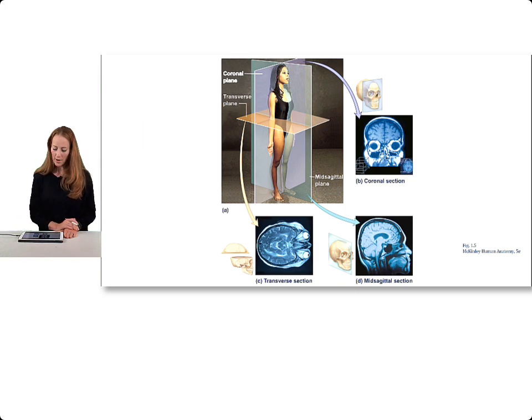Here's some examples of what those imaging might look like if you have imaging of the brain, for example. So the coronal section, the mid-sagittal section, and the transverse section. And you will choose different imaging depending on the structures that you're hoping to visualize at the time.